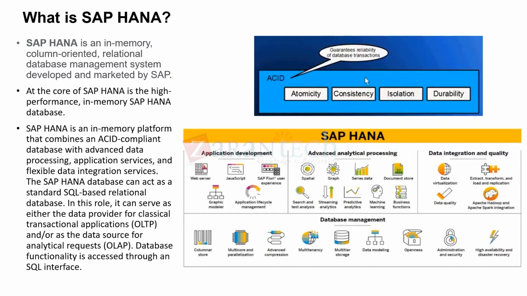Now, the differentiation factor here is that it is an in-memory database. Let's understand what we mean by in-memory database. This is very important for you to understand, and this is the core strength of SAP HANA. First, let's understand what is referred to as in-memory. In-memory here refers to RAM in the computer.